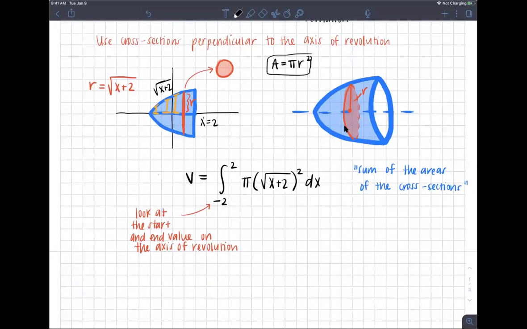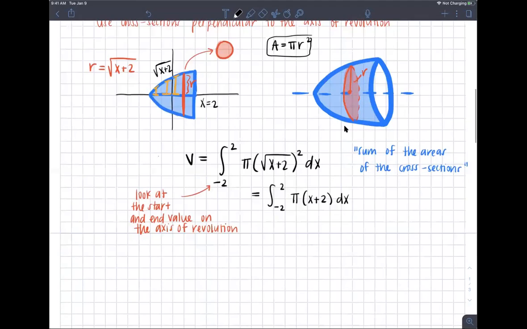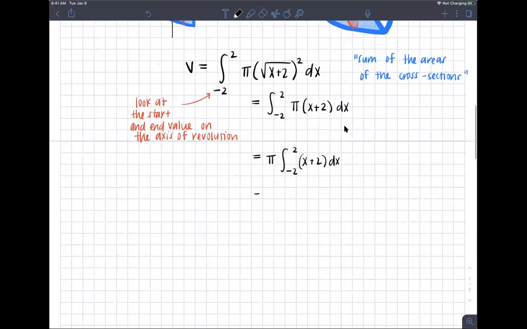Oh, I never actually found this integral. But here, this is going to be the integral from -2 to +2 of just pi times x plus 2 dx. And then you can just bring that pi out. The antiderivative of x is going to be 1/2 x squared, the antiderivative of 2 is going to be 2x, and then you're going to evaluate all of this from 2 to -2. So let's do that real quick.